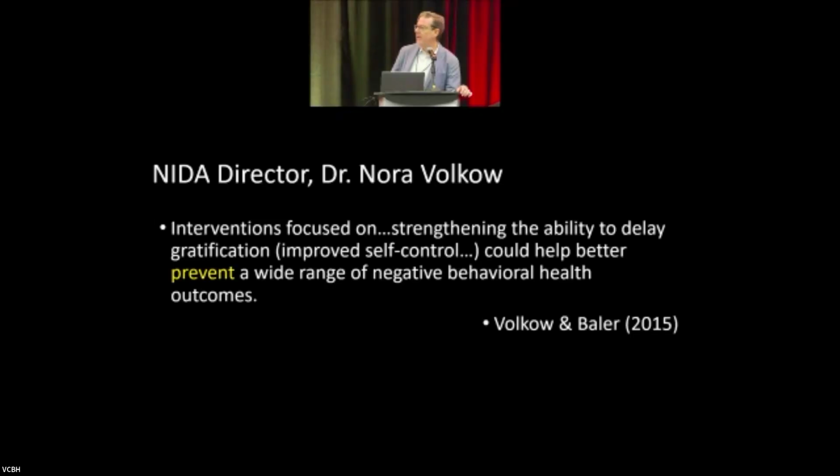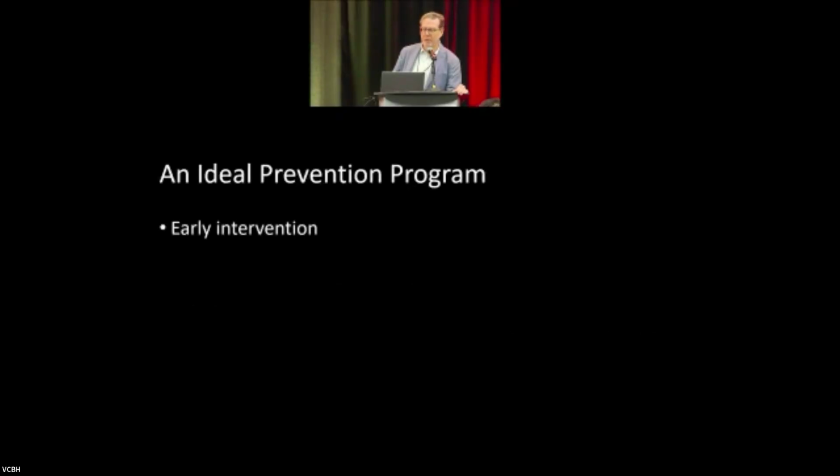And so when I read that, I started thinking about what I was doing in the lab. I'd been working for about 5 years then on ways to reduce impulsive choice in rodents. And so I started thinking about what an ideal prevention program might look like.